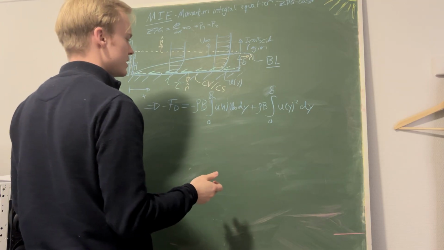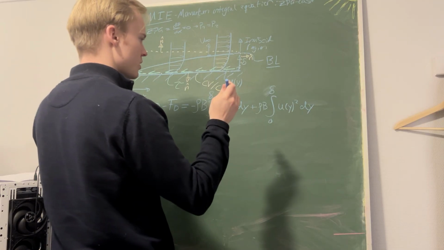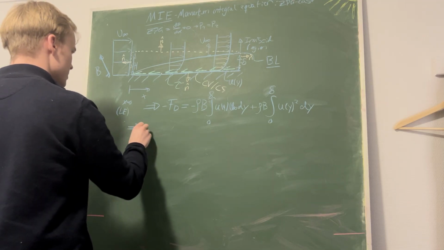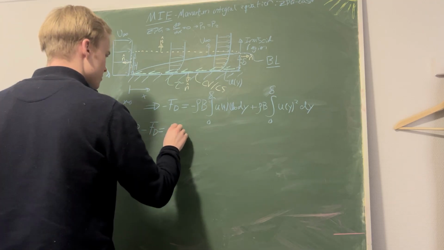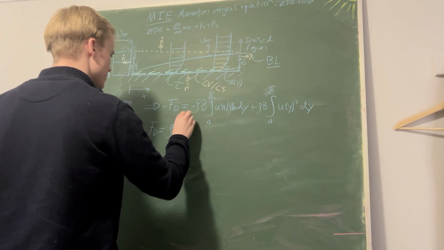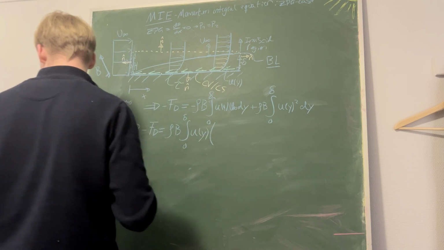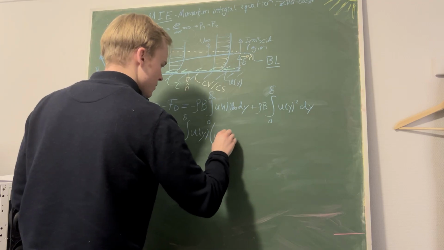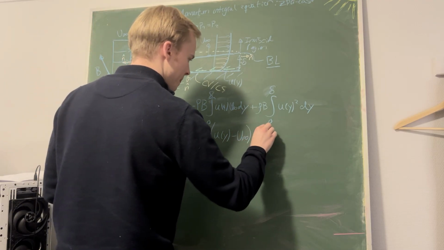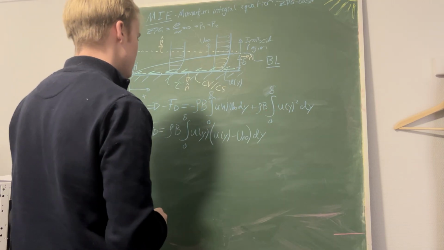And what we can see is that we have the same boundaries for those two integrals, which means that we can put them all together. So if we do this, we get Fd is going to be rho b, integral from 0 to delta of u of y times u of y minus u infinity dy. So now we just put those integrals into one, correct?